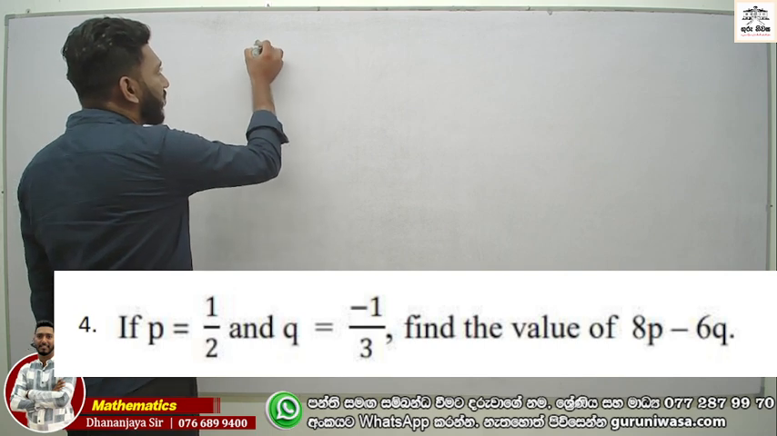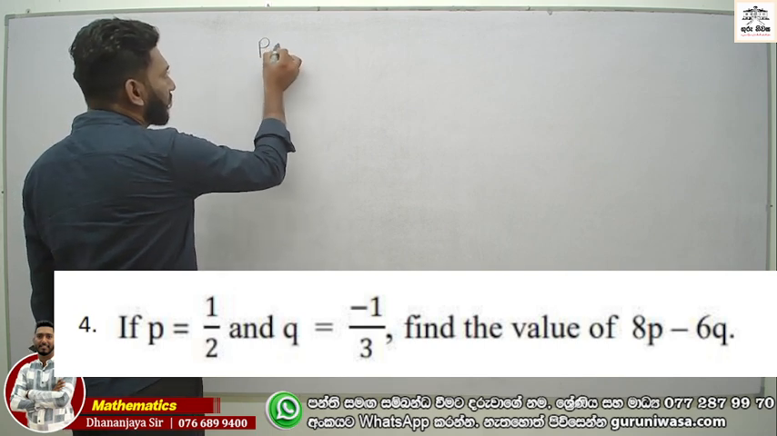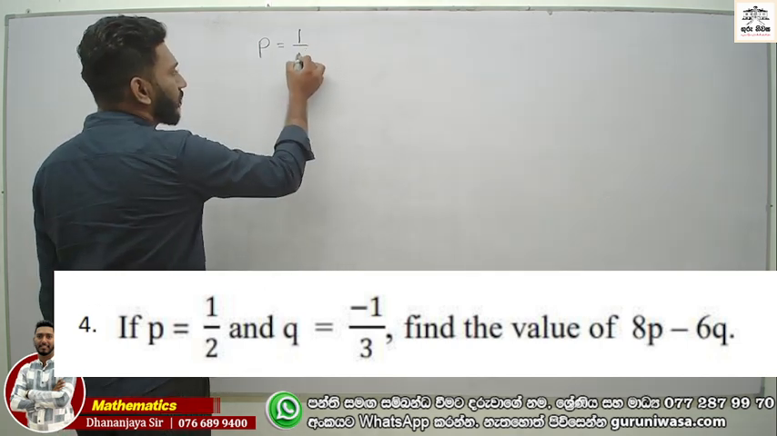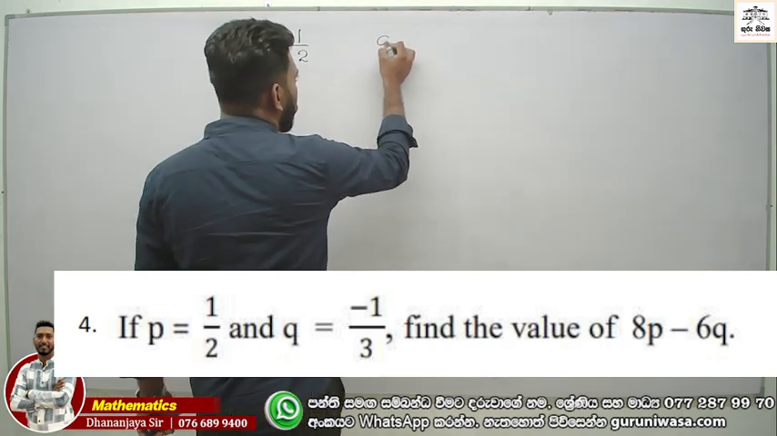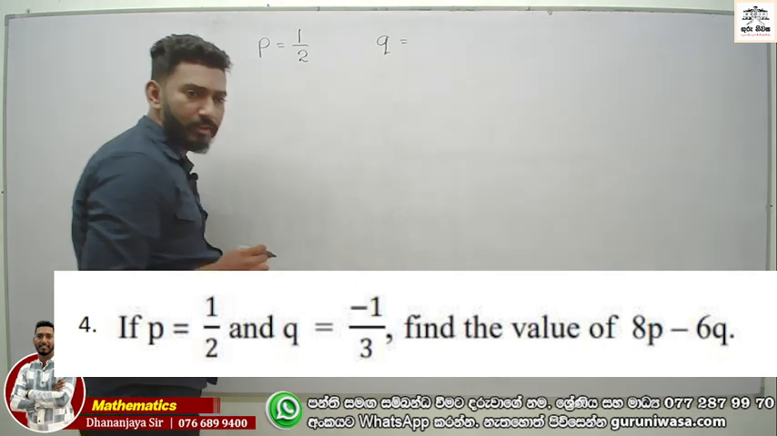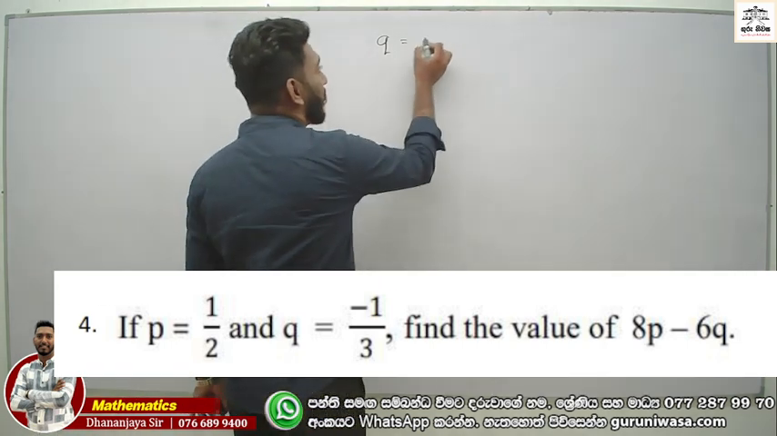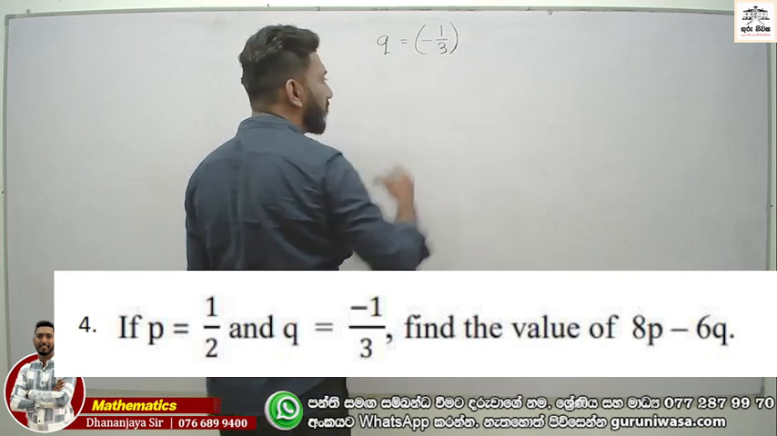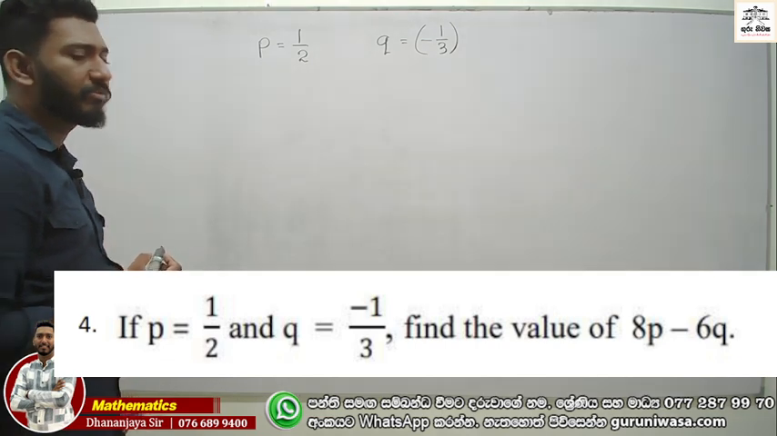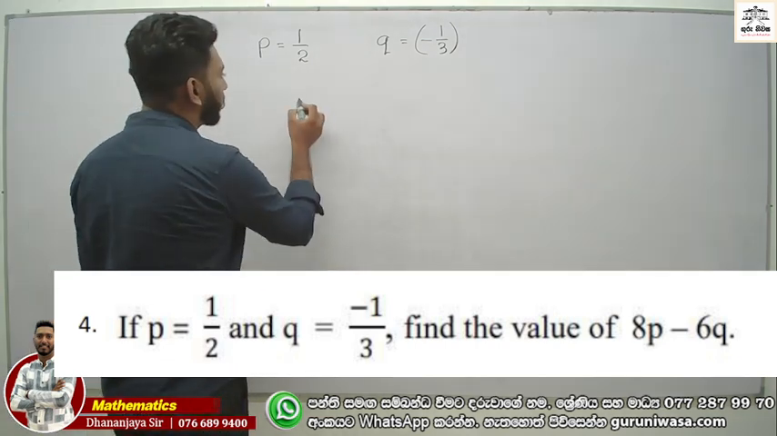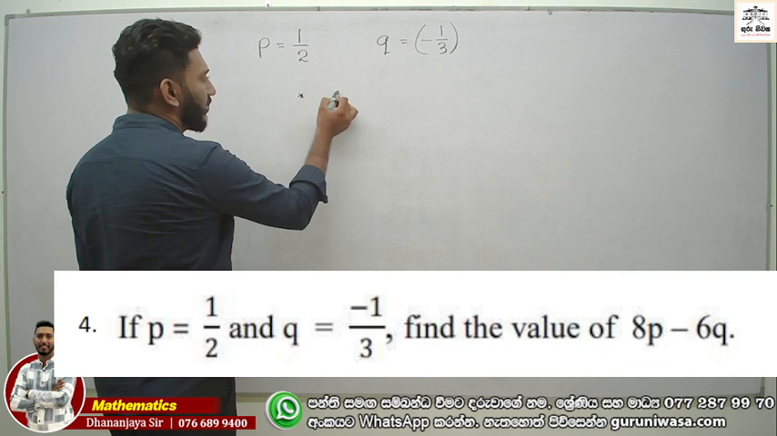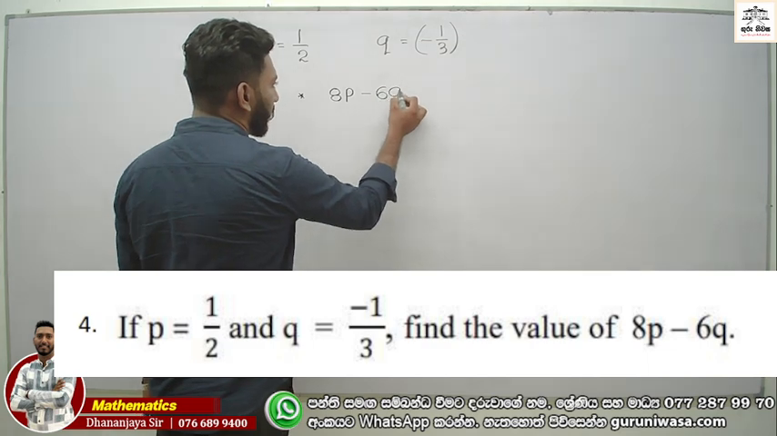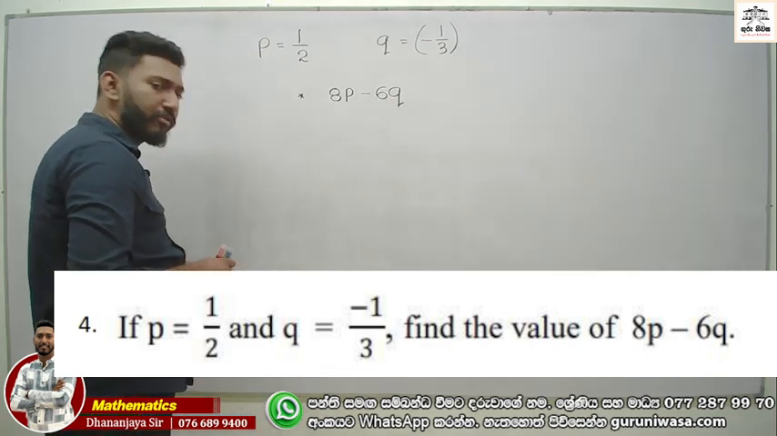And the values for p and q: p is equal to a half, and q is equal to negative one third. Minus 1/3. Now find the value of 8p minus 6q. Right. Now I'm going to find the answer.